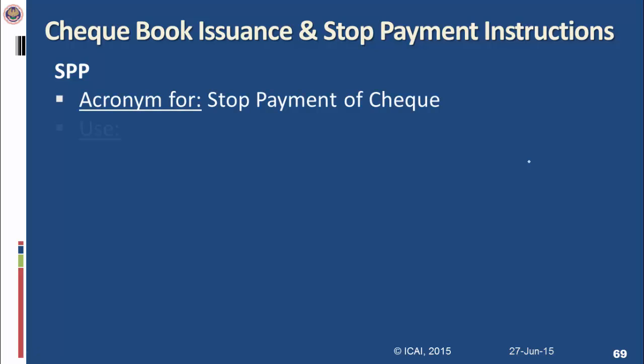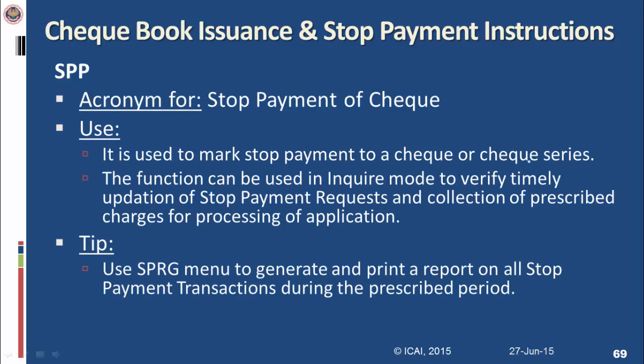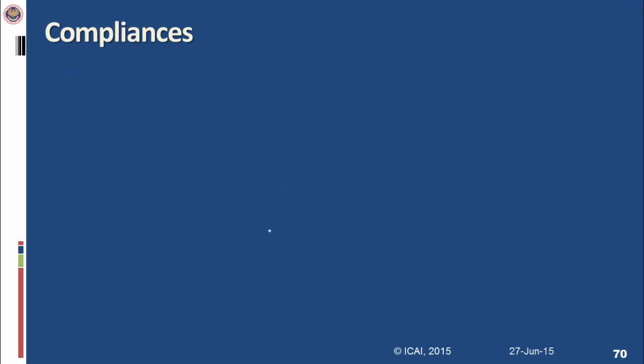Right? SPP, stop payment of check. Stop payment or the revocation of stop payment is done through SPP, right? And if you want to verify a report during the month or a period or a quarter or whatever the period is, we can use the SPRG command to verify how many stop payment transactions have been processed by the branch. So we need to give the sole ID there, and we can check the list of stop payment instructions.